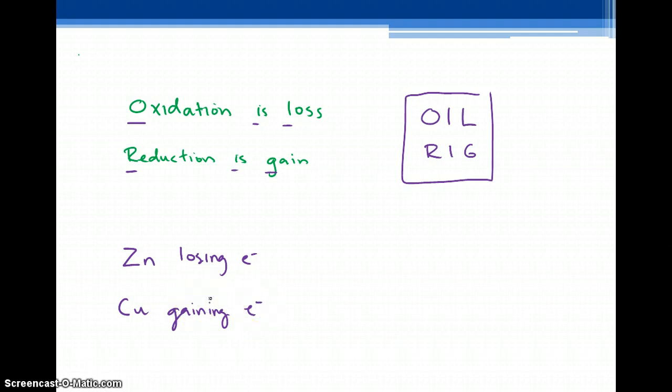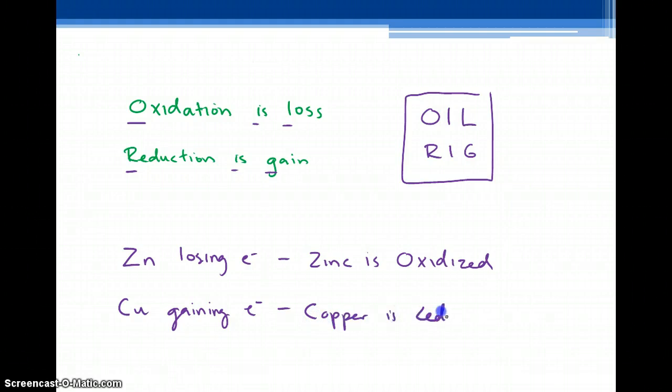Okay, so if zinc is the element that's losing electrons, we say that zinc is oxidized. And if I could spell oxidized right, that'd be awesome. If we look at copper, we can see that copper is gaining electrons in this equation. So we would say copper is reduced. Okay, so those are our new special words.